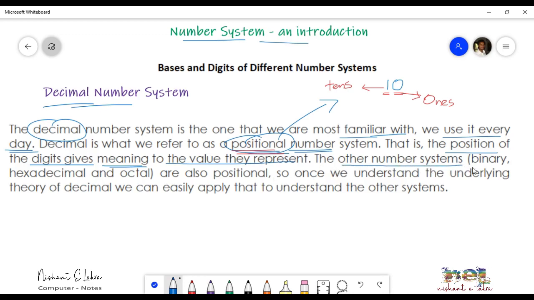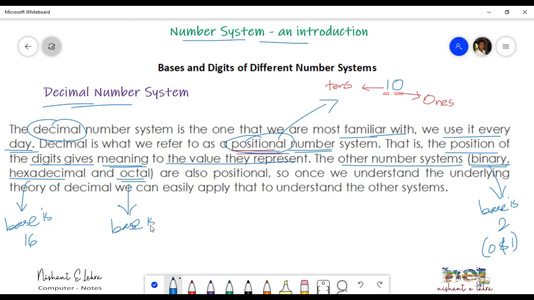And the other number systems are binary, hexadecimal, and octal, which we have already talked a little bit about. These are also positional. So once we understand the underlying theory of decimal, we can easily apply it to understand the other systems. Now binary, base is 2, right? 0 and 1. And hexadecimal's base is 16, and octal's base is 8. So these are the other number systems that we have talked about apart from the decimal number system. So this was a little bit about the decimal number system.